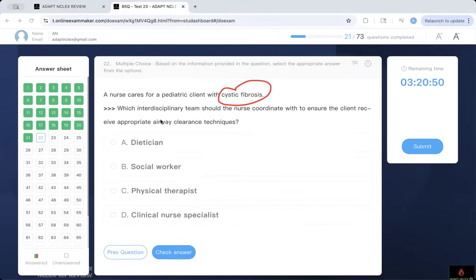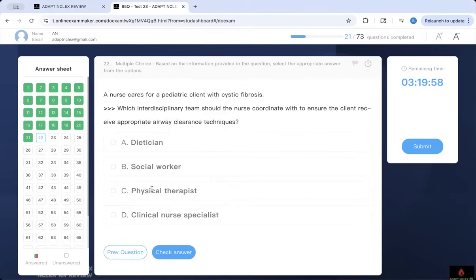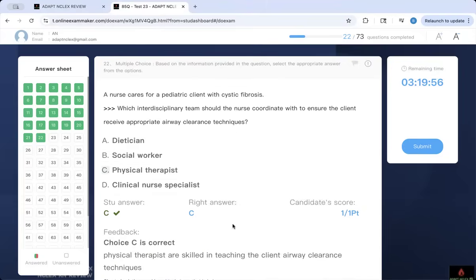And let's care for a pediatric client with cystic fibrosis. And what does the question say? Airway clearance. What do you do to clear the airway for cystic fibrosis? Chest physiotherapy. Who's going to do chest physiotherapy among these people? Physical therapists. Nutrition, it's about food. Social worker, it's about helping with the discharge. Clinical nurse specialist is the nurse who cares for the client, and therefore the physiotherapist will be the one providing chest physiotherapy.